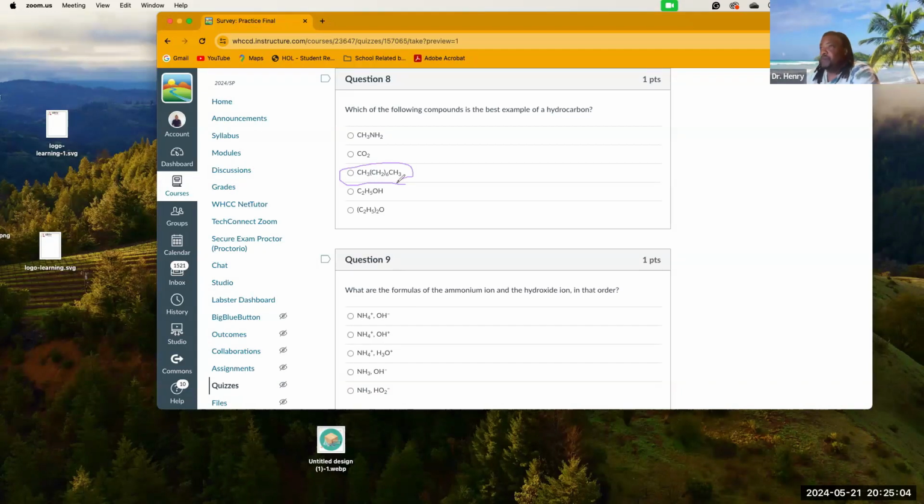So in this case, the best example would be the C, the third one. Because all the other ones, although this is organic because it has carbon in it, and this guy is also organic, and this guy is also organic, we're only talking about a hydrocarbon, which is hydrogen and carbon.